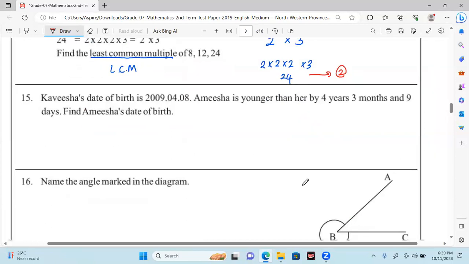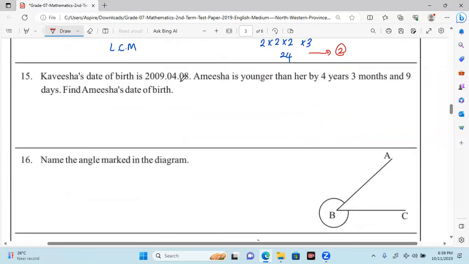Kavisha's date of birth is 2009, 4 and 8. Amisha is younger than her by 4 years, 3 months and 9 days. Find Amisha's date of birth. Then to do this, should we add this to her year or subtract? Add. How many of you say it is add? The answer is addition.